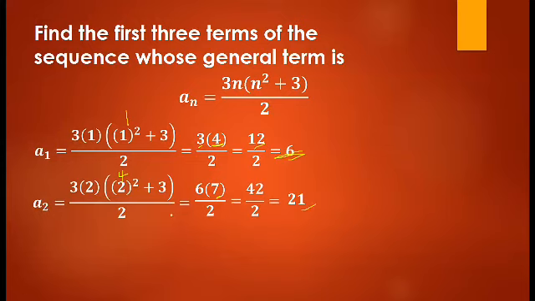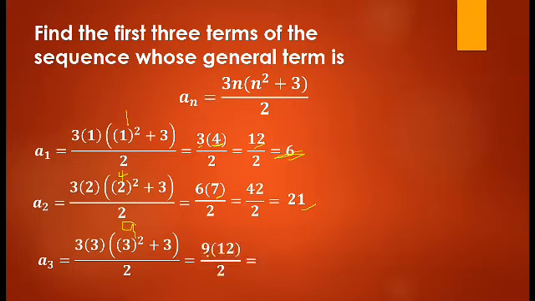So for the third term, substitute lang natin si 3 sa letter n natin dito. Ating general term, we have 3 times 3 times 3 squared plus 3. 3 squared is 9. Okay? 9 plus 3 is 12. 3 times 3 is 9. So 9 times 12 over 2. 9 times 12 equals 108 over 2. 108 over 2 is 54. Okay?